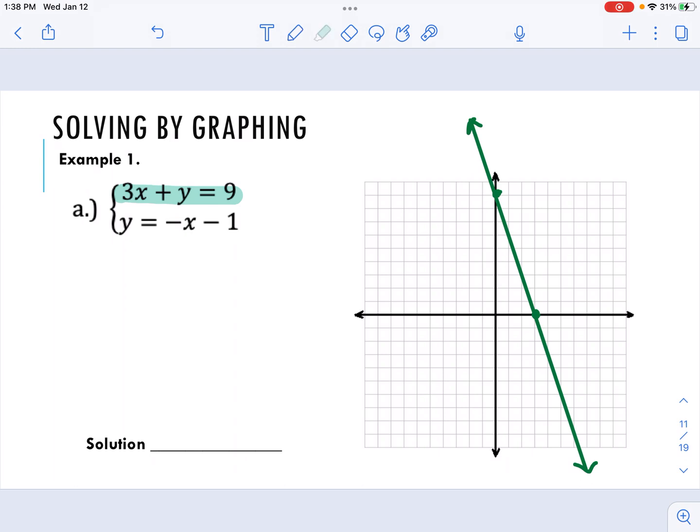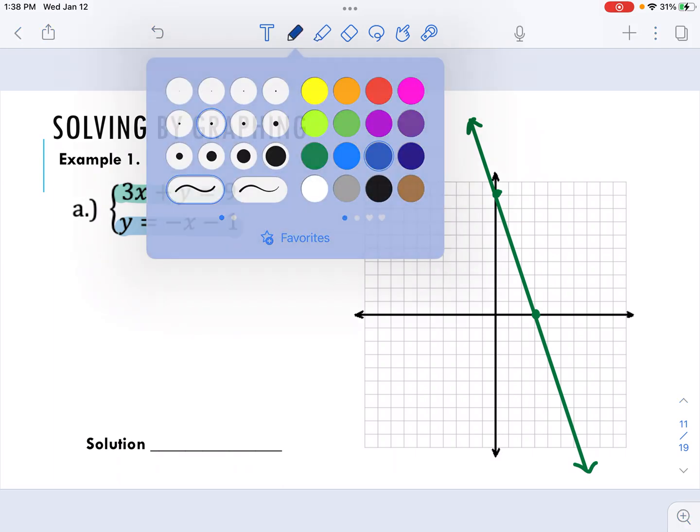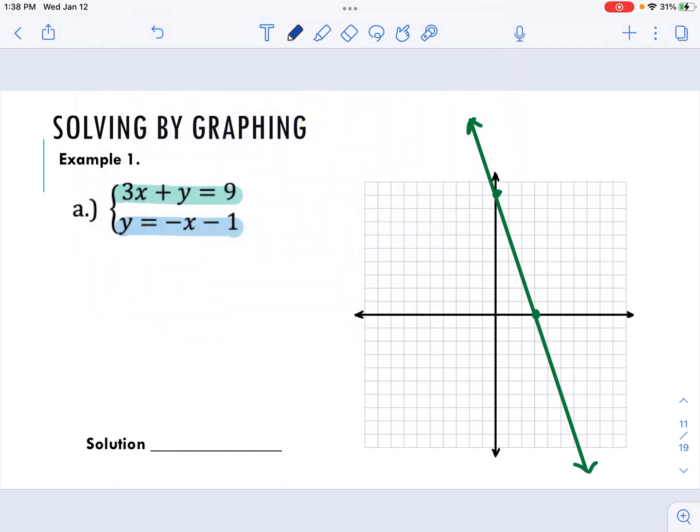All right, the next one we're going to do is we're going to graph y equals -x minus 1. Now I notice here that this one's in what form? Good, slope-intercept form. So I'm going to start by plugging in my y-intercept of -1, and I'm going to count up and over with a slope of -1. So I'm going to go down 1, over 1, down 1, over 1, down 1, over 1, down 1, over 1, down 1, over 1.